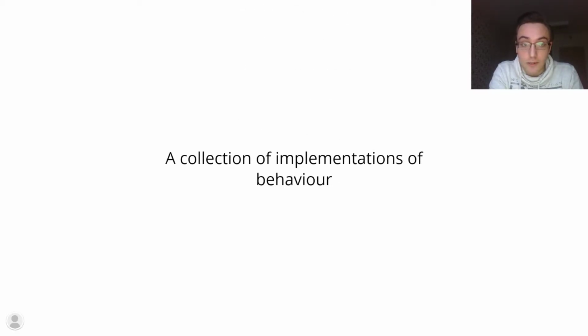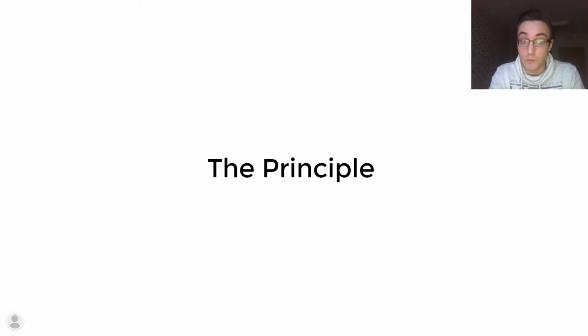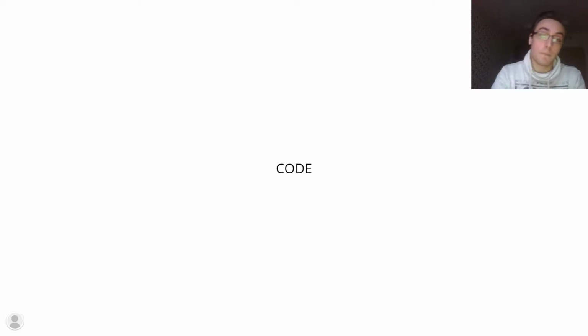So, the library, we'll start from that. A library, essentially, is a collection of implementations of behavior written in terms of a language, and has a well-defined interface by which the behavior is invoked. So what is the principle of building a library? Imagine you have a code.